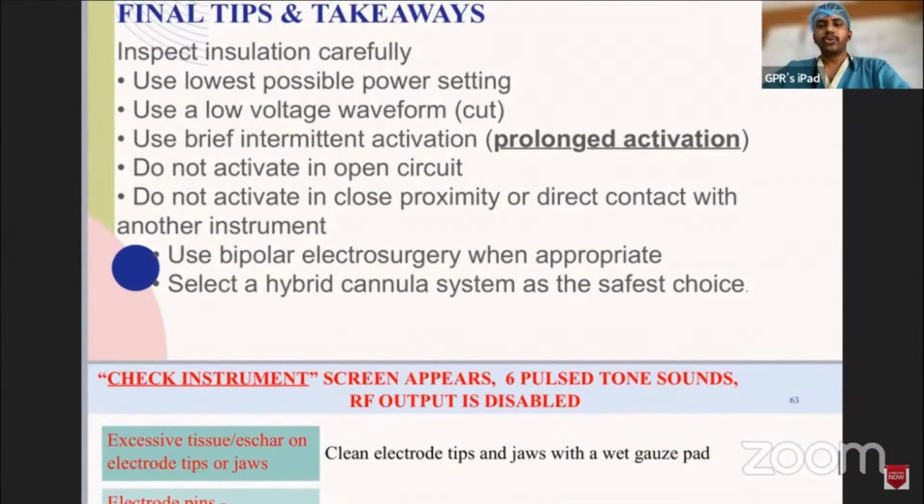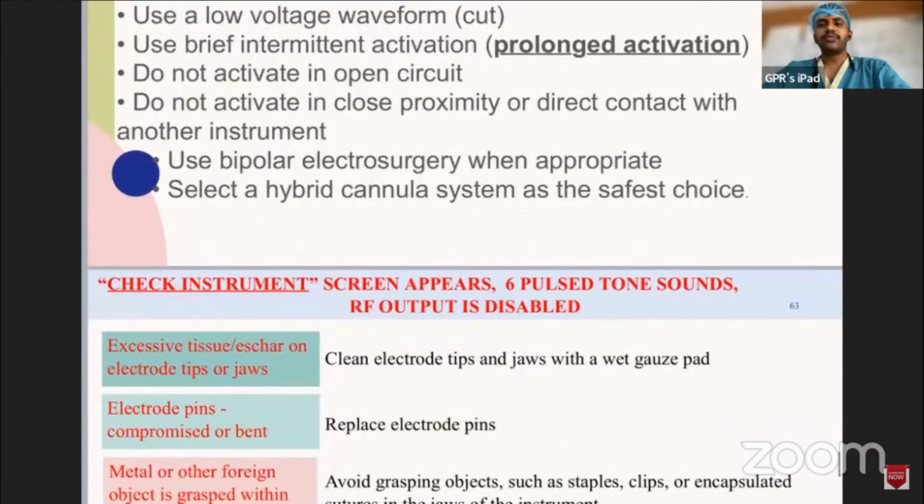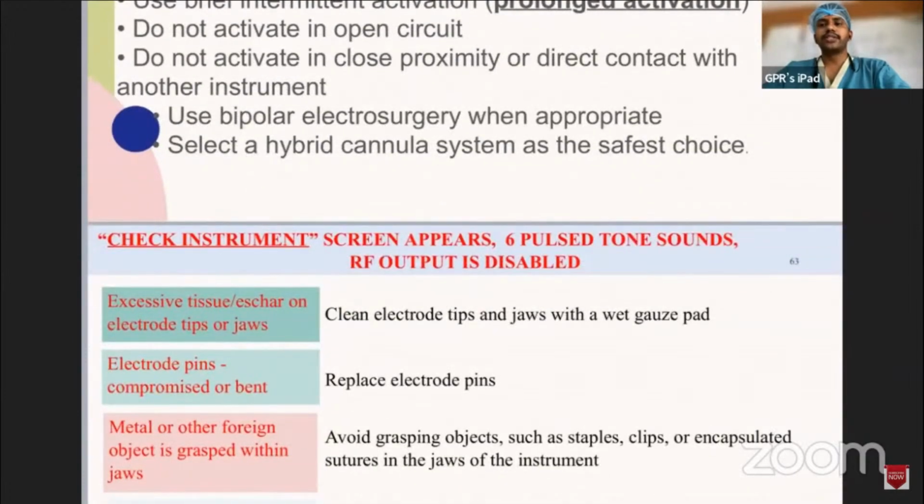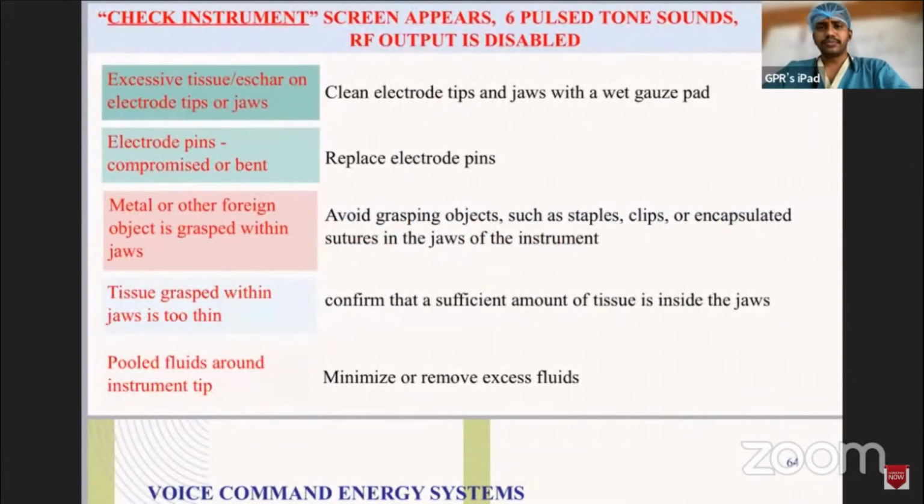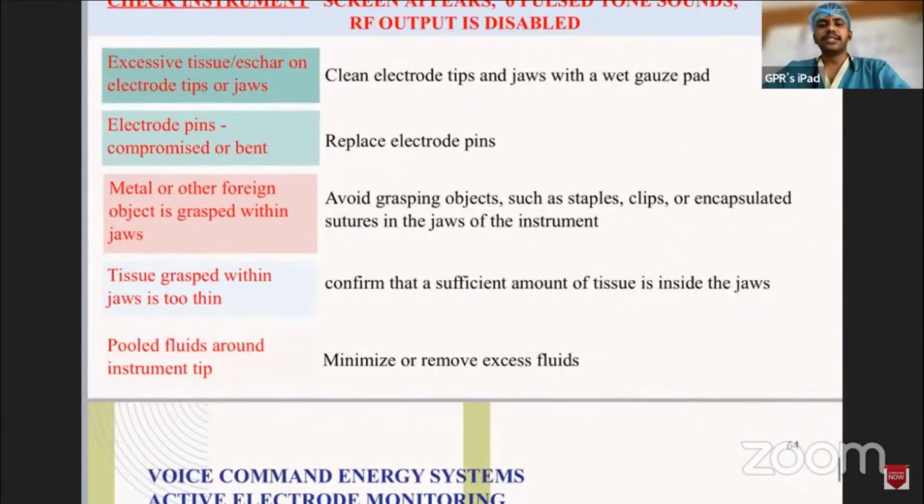We should not activate in close proximity or in direct contact with any other instrument. And we should not activate in open circuit, which is nothing but using it when it is not in contact with the tissue. The bipolar cutter is always preferred, and always use a selective hybrid cannula, which is the safest. Sometimes the electrode pins may be compromised, and we may need to replace them.